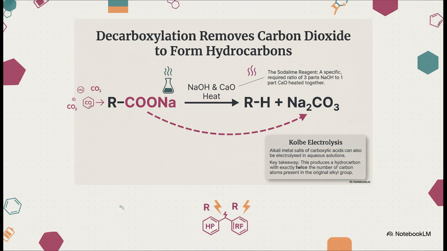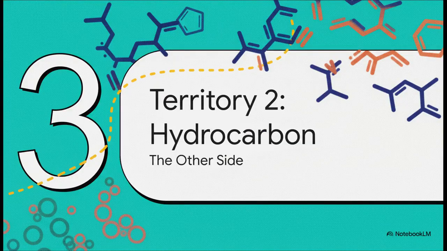But get this, there's a really cool twist. A reaction called Kolbe electrolysis also removes the group, but then it takes the leftover alkyl part and fuses it to another one, giving you a hydrocarbon with exactly double the number of carbons you started with. How cool is that? All right, we've explored territory 1 pretty thoroughly.